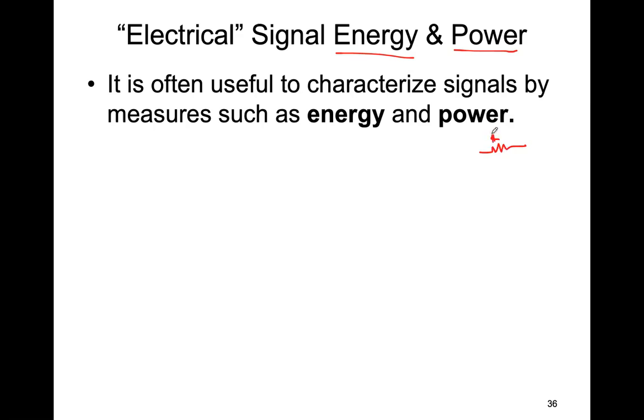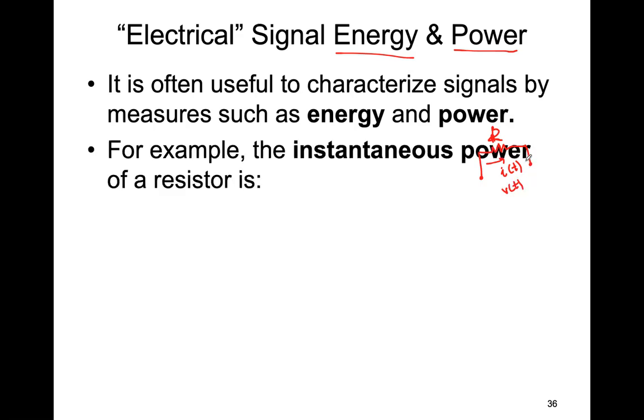So if we start talking about a resistor, and this is my resistor, and a current i(t) is flowing through it, and then I have a voltage v(t) over this resistor. How do I find the instantaneous power? How much power is dissipated instantaneously on a resistor?